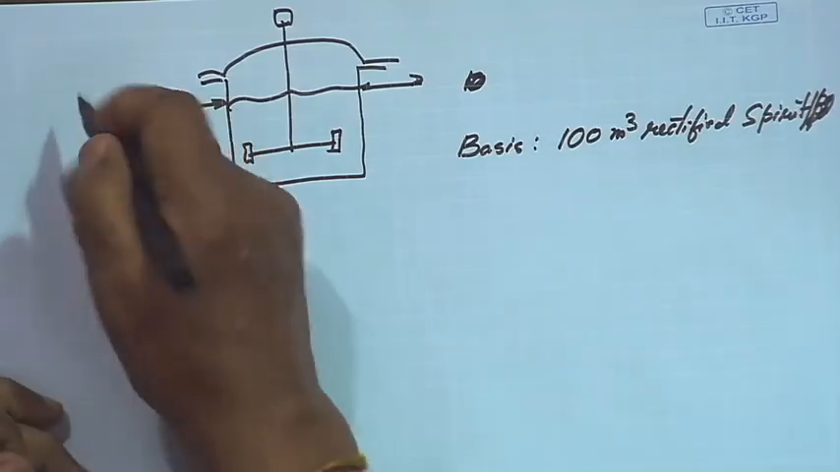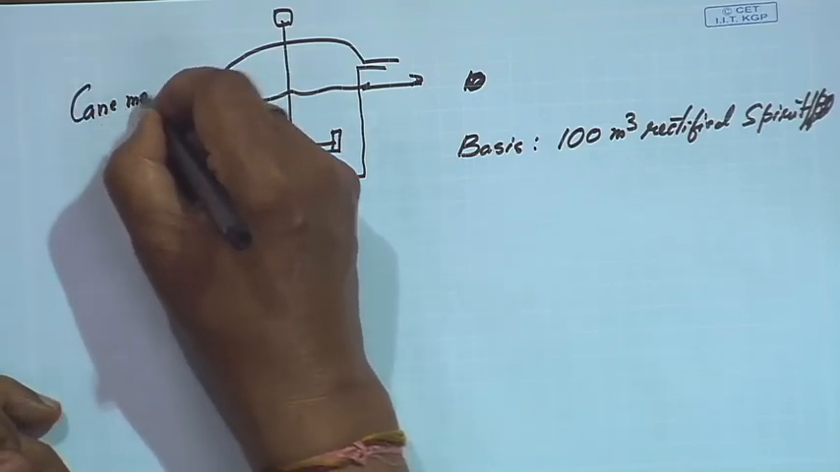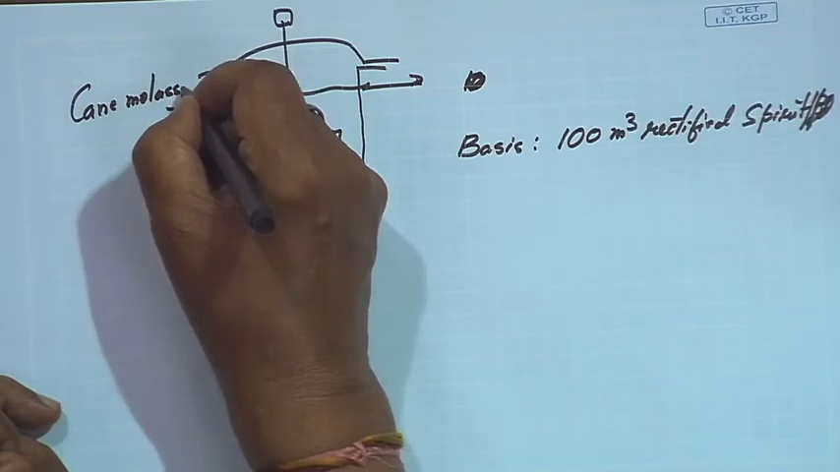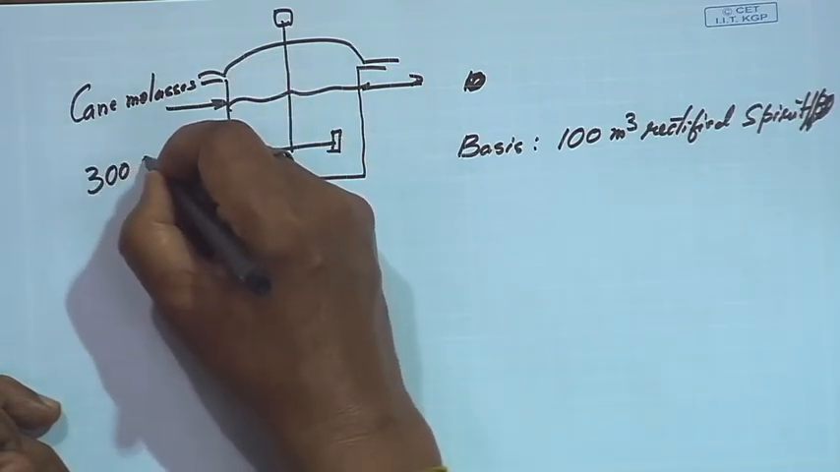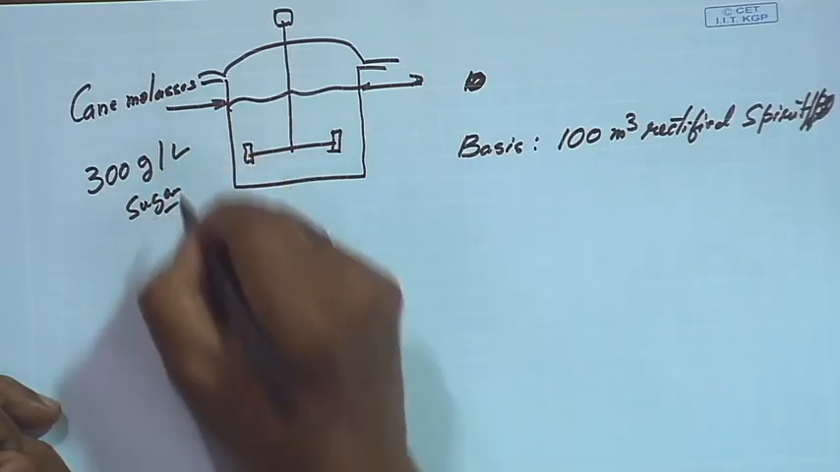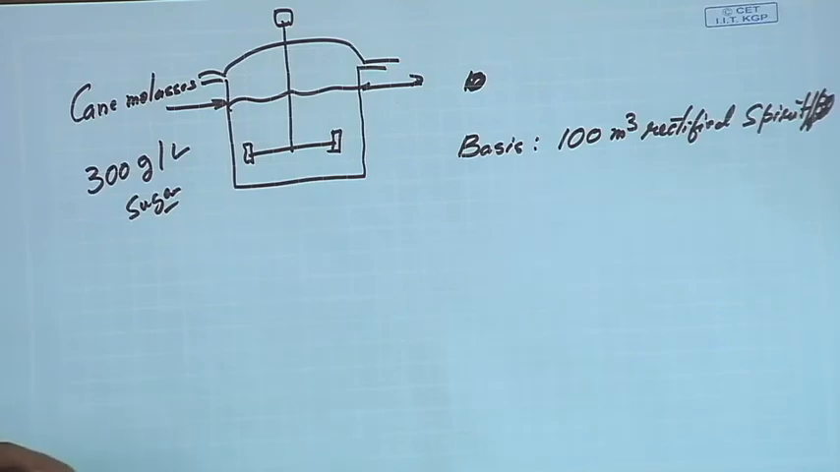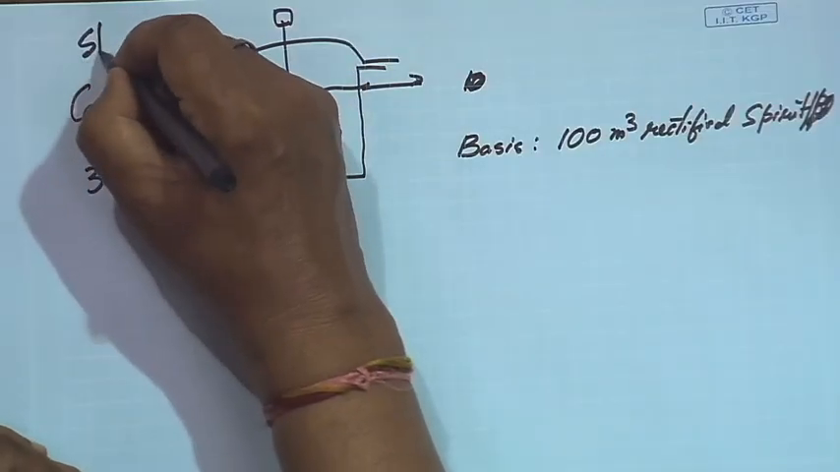So, here we put the cane molasses, which contains about 300 gram per liter of sugar. Am I right? So, if we suppose, and then we operate this, we have this equation x0 value here. Here we assume this x0 value is 0, because we assume this is a sterile feed.